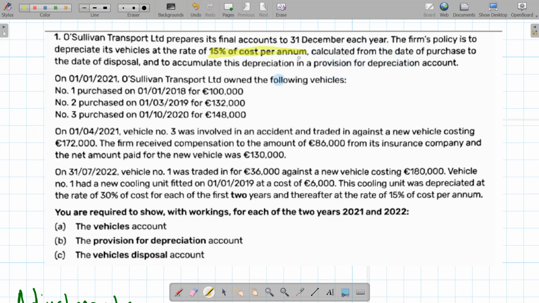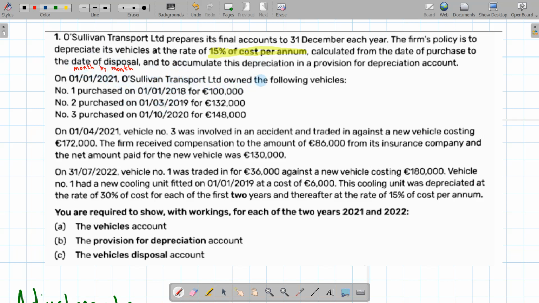Calculated from the date of purchase to the date of disposal. So what that means is we'll have to go month by month. If we bought a vehicle or a fixed asset in February, then it would only acquire 11 months depreciation for the year. Then when we're disposing of it, let's say we got rid of it in October, we would calculate depreciation from the 1st of January up to the beginning of October, or the end, depending on when we're selling it. So that's just what that means. I like to call that going month by month.